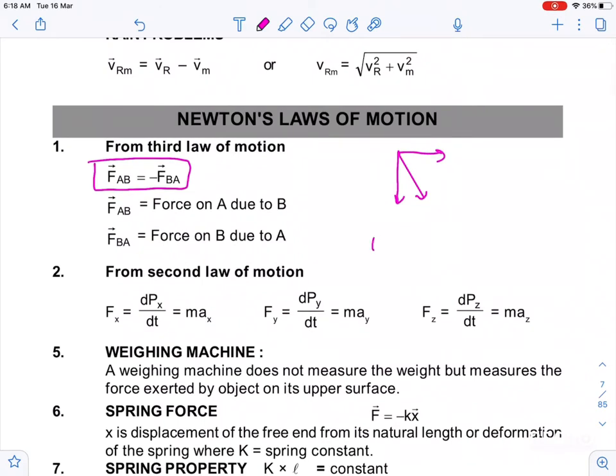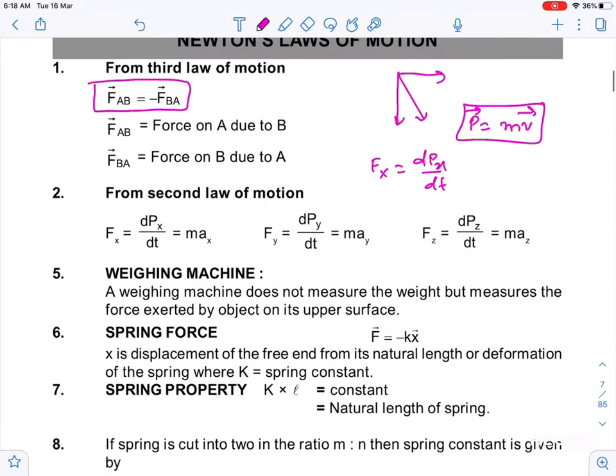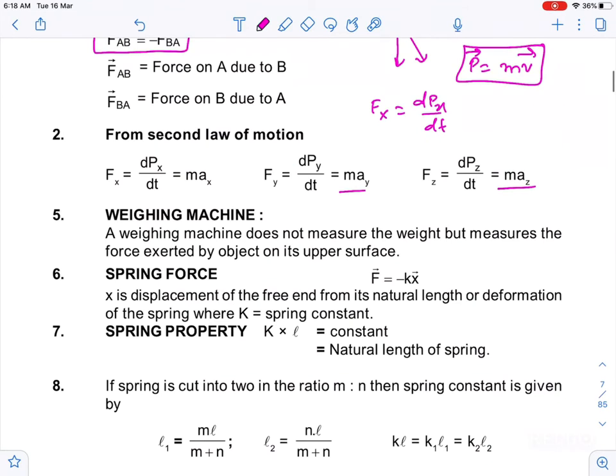This is the second law, rate of change of momentum: F along the x-axis is dpx upon dt. What is momentum? Momentum is the quantity of motion present in a body, mv. It is a vector quantity. Sometimes they have asked the dimension of momentum, as well as its relation with other quantities, like the impulse-momentum theorem. So Fy is equal to may and Fz is equal to maz.